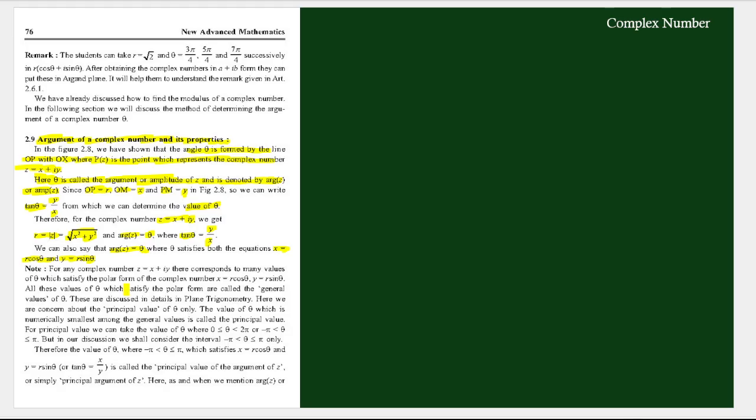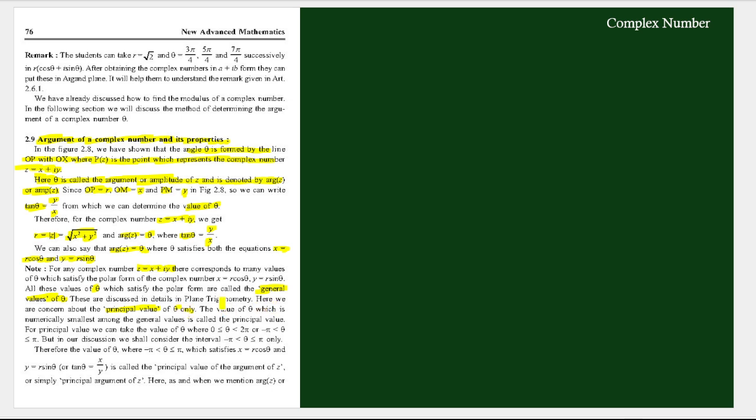Then if it is 30 degrees, it is 1 by root 3. And if it is 60 degrees, then root 3. So those values you need to remember. Now theta satisfies x equal to r cos theta. So all these values of theta, which satisfy the polar form, are called general values of theta. These are discussed in detail in plane trigonometry. Here we are concerned about the principal value of theta only.